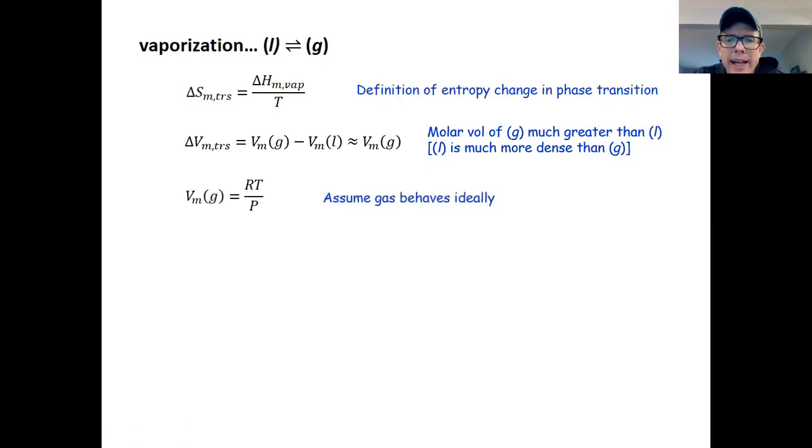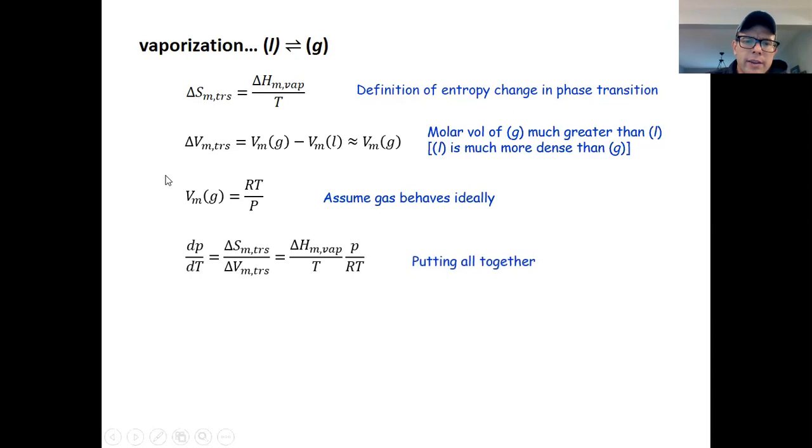We go through and make a second approximation, which is to say that I'm going to assume the gas behaves ideally. The molar volume of the gas is RT divided by P. You start to put this all together, dP/dT equals delta S over delta V. You start to plug in your expressions. I now get something which looks like I can integrate it.